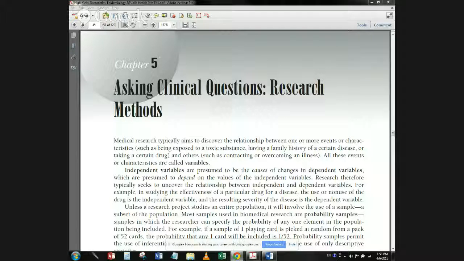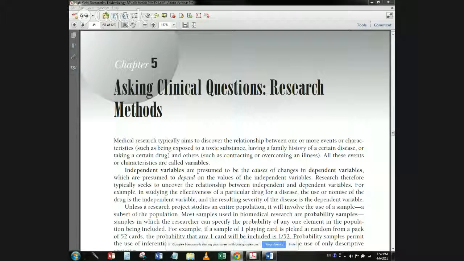Medical research typically aims to discover the relationship between one or more events or characteristics, such as being exposed to a toxic substance, having a family history of a certain disease, or taking a certain drug, and others, such as contracting or overcoming an illness. All these events or characteristics are called variables. Independent variables are presumed to be the causes of changes in dependent variables, which are presumed to depend on the values of the independent variables. Research, therefore, typically seeks to uncover the relationship between independent and dependent variables.